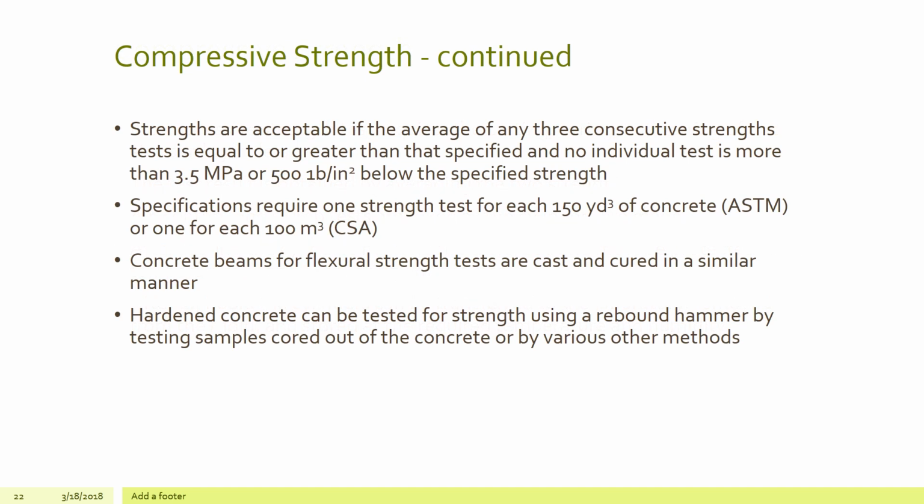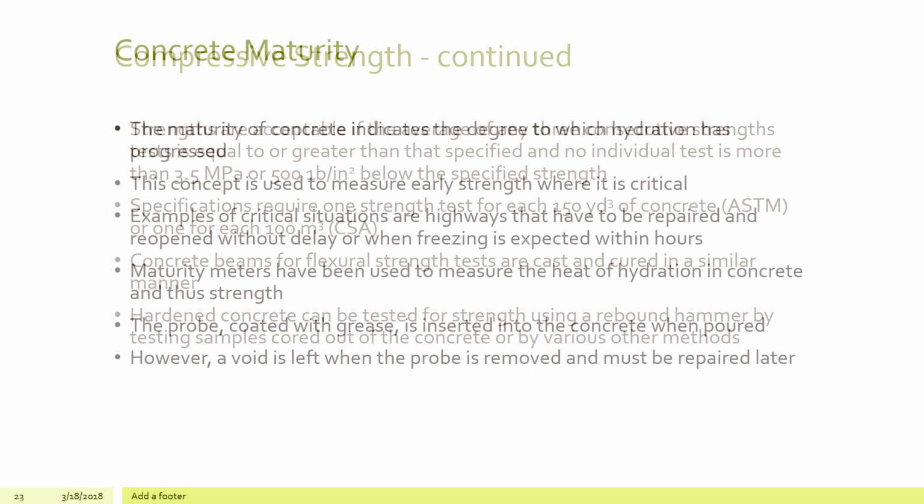Compressive strengths are acceptable if the average of any three consecutive strength tests is equal to or greater than that specified, and no individual test is more than 500 pounds per square inch below the specified strength. Specification requires one strength test for each 150 cubic yards of concrete based on the ASTM, and one for each 100 cubic meters based on the CSA. Concrete beams for flexural strength tests can be cast and cured in a similar manner. Hardened concrete can be tested for strength using a rebound hammer, by testing sample cores out of the concrete, or by various other methods that can be employed.